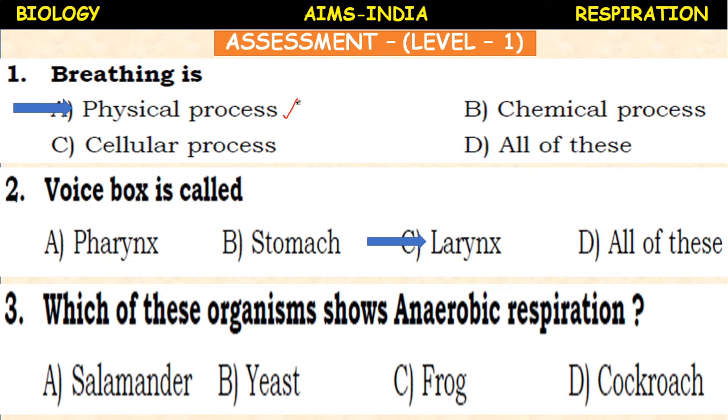Which of these organisms show anaerobic respiration? Salamander, yeast, frog, cockroach. Salamander, cutaneous respiration, is an amphibian. Frog, an amphibian, cutaneous and pulmonary respiration. Cockroach, tracheal respiration. So here the yeast undergo anaerobic respiration. What is that anaerobic respiration by yeast called? Alcoholic fermentation.